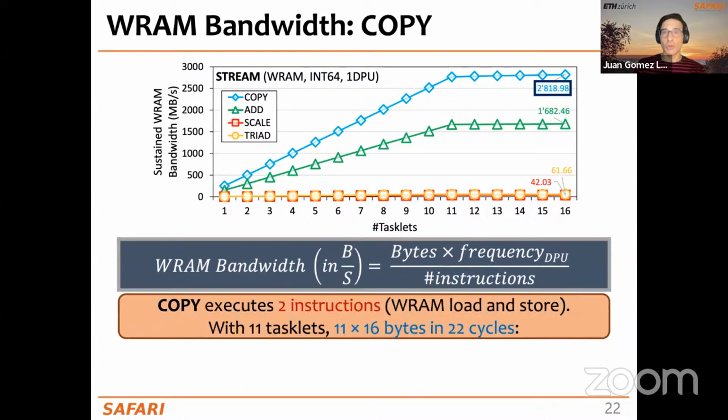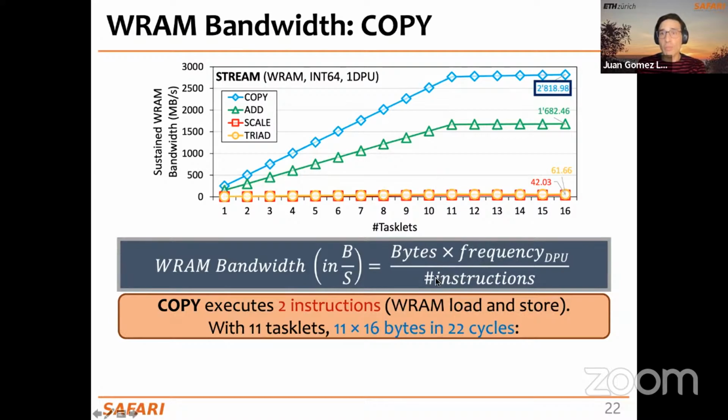So in the case of copy, we are just reading from WRAM and writing into WRAM. So it's just two instructions, a WRAM load and a WRAM store. With these two instructions, we are moving 16 bytes, because the data type that we are using in these experiments is integer 64, 64 bits. So each of them is 8 bytes.